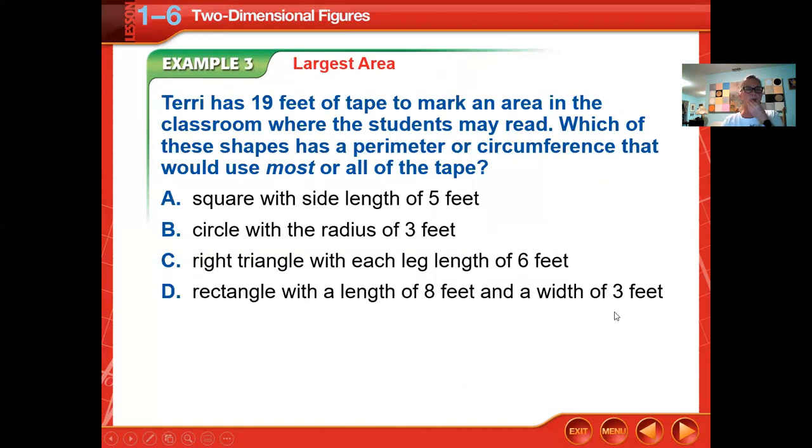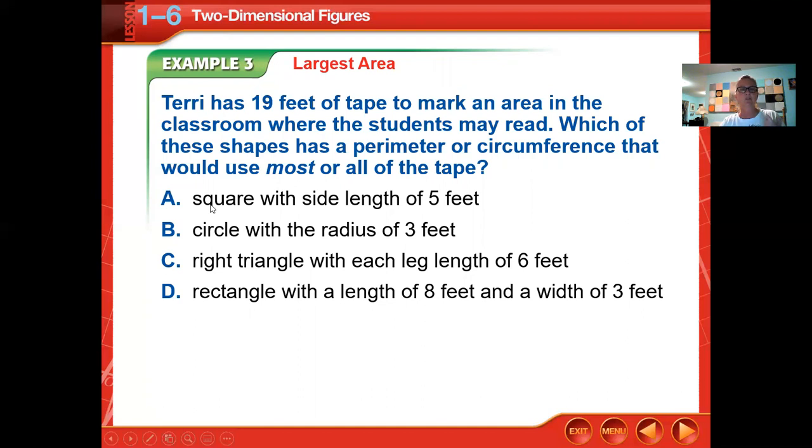Okay, now this problem is neat because it's kind of like incorporating different shapes, but it's the concept of this person has 19 feet of tape and they're going to mark off an area. So they have the word area in the problem, but this isn't an area problem. This is a perimeter problem. It says Terry has 19 feet of tape to mark off an area in their classroom. Which shape has a perimeter or circumference that would use most or all of the tape?